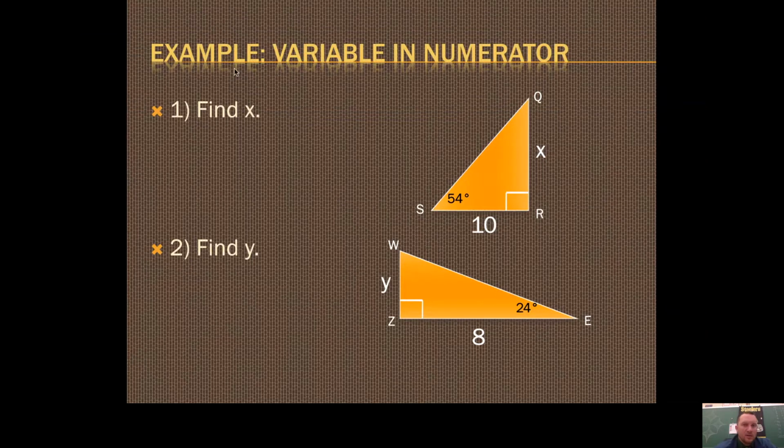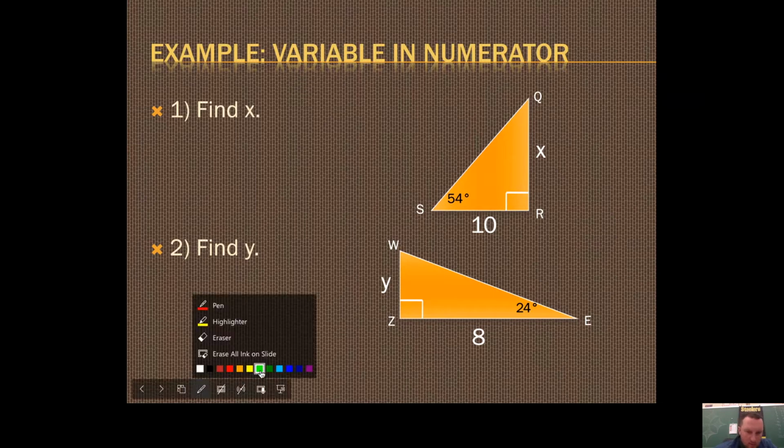This video is on the tangent ratio. This is section 7.5. We're going to set up the tangent ratio for the angle that's given, and then we're going to solve for the variable. So this is different than our last video. It's going to take the next step.